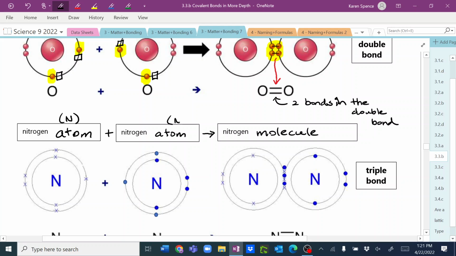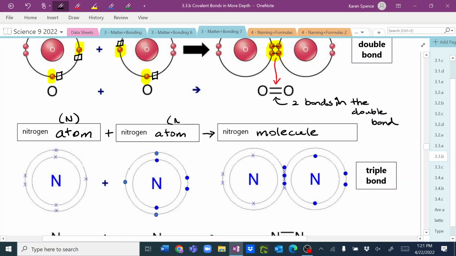If you want to read this next page, you can. I'm not going to go through it though. We're going to carry on to the next page. Even though this is a black diamond, I'm going to just show you a couple things because I think it's really interesting.